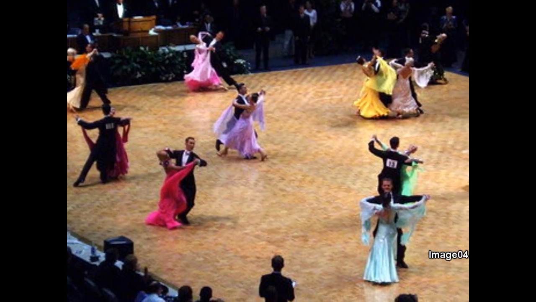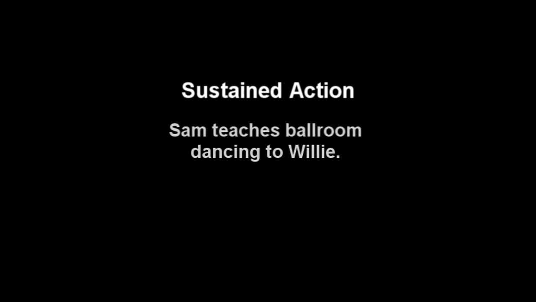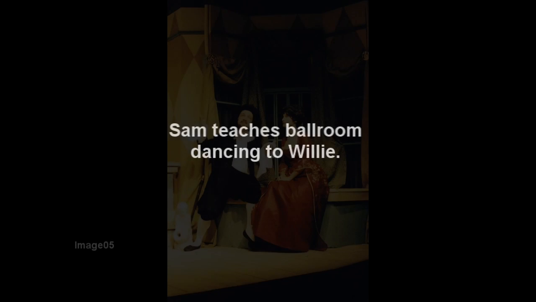Willie gets up and moves his washing bucket and begins to step back and forth. This develops into a simple ballroom dance. Willie then dances around the room and asks Sam how he's doing. Sam asks him to continue and gives him suggestions for improvement. The play begins with two men involved in their own individual actions, but then evolves into a series of individual actions that make up what is referred to as sustained action. The sustained action here can be identified as Sam teaches ballroom dancing to Willie.